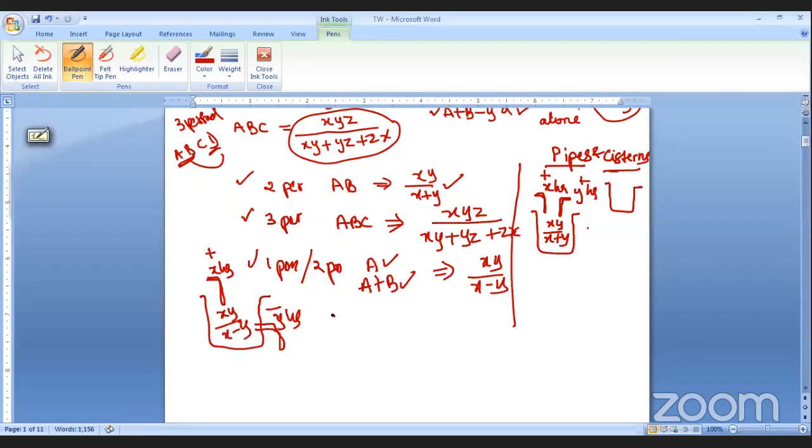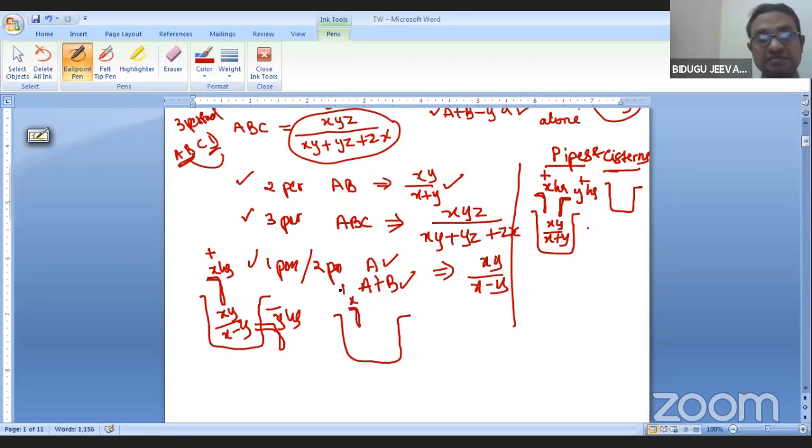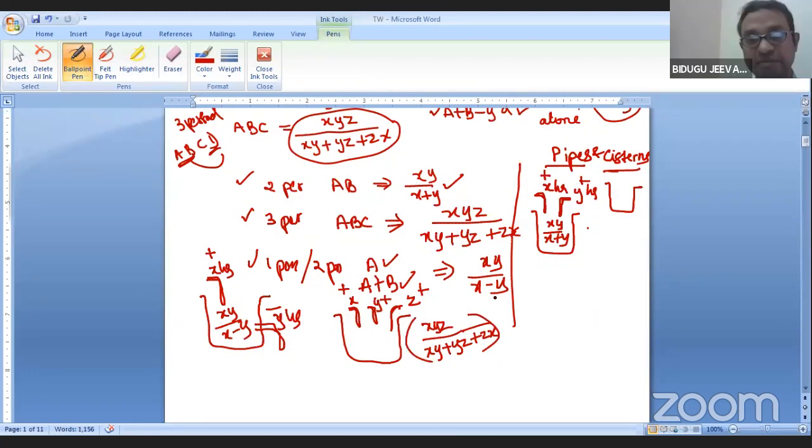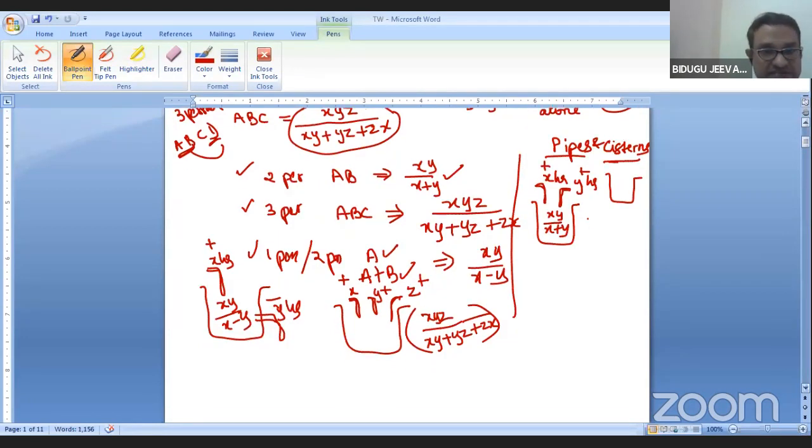Is it clear? Suppose another tank is there, one pipe filling in x hours, another pipe in y hours, another pipe in z hours. All together, the rule is xyz by xy plus yz plus zx. So clear, all of you? Yes, sir. So I said only 4 rules. Based upon this, let's go for solving the questions. First, let me do level 1 questions. If possible, we'll go for level 2. Let us go slowly.